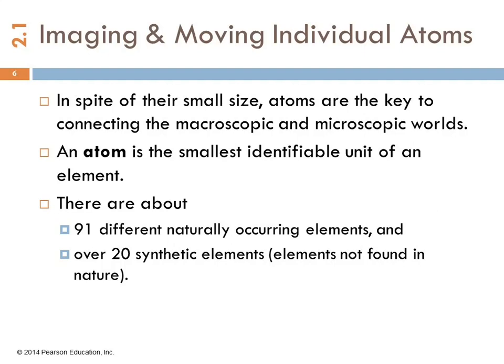So atoms, really, really small, but they're very important for connecting the macroscopic, meaning the things that we can see with our eyes, the world that we interact with, to the microscopic world, which is stuff you would have to look at with a microscope. The atom is the smallest identifiable unit of an element. There's about 91 naturally occurring elements. Depending on who you talk to, they might give you a slightly different number. Some books say 88. There's over 20 synthetic elements.